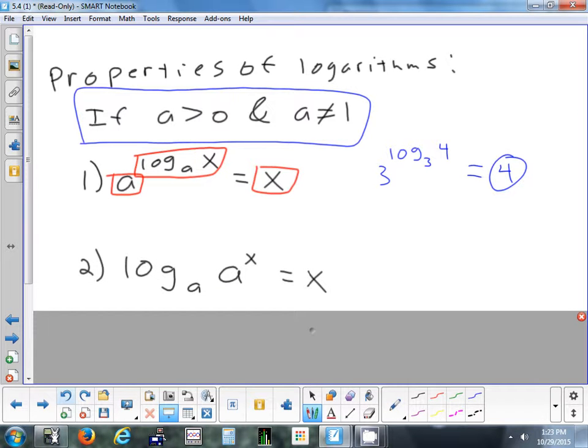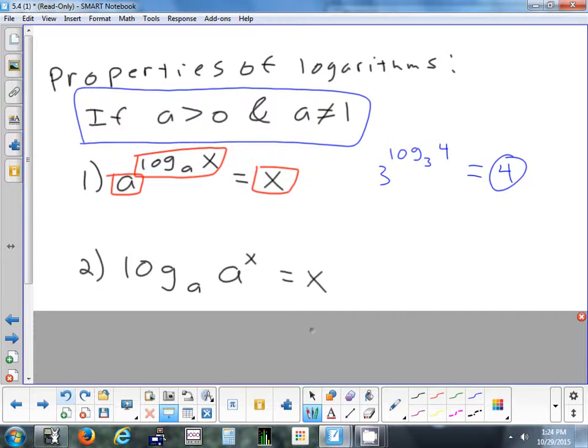Okay, here's another special pattern. It says log base A of A to the x equals x. If the base on my log matches the base on my argument, these things cancel each other out, and whatever is right there, that's my answer. We'll do a numerical one with that in a little bit. But this one I want to show why it works.